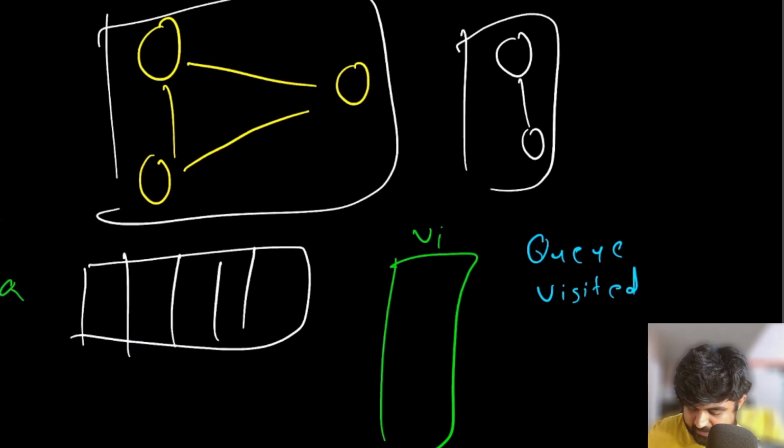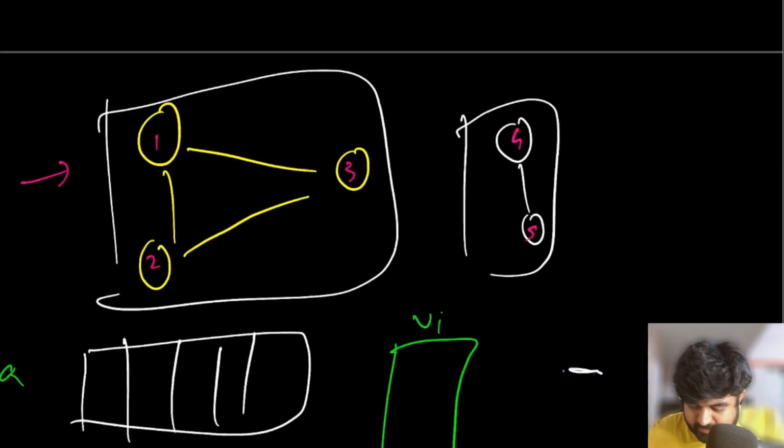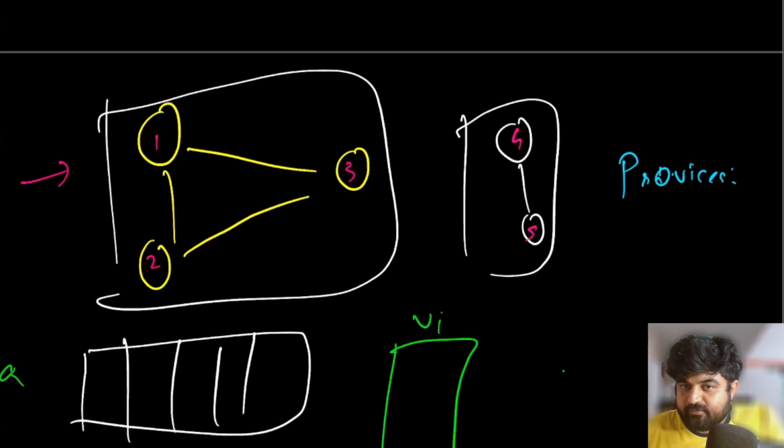Now we can start at any given node. Suppose this is the input we are given. Currently the nodes are 1, 2, 3. These three cities are connected, and cities 4 and 5 are connected. We are also going to create one more variable called provinces, and initially its value is going to be 0. This is the variable that keeps track of the number of provinces we have been able to find so far. Currently the value is 0.